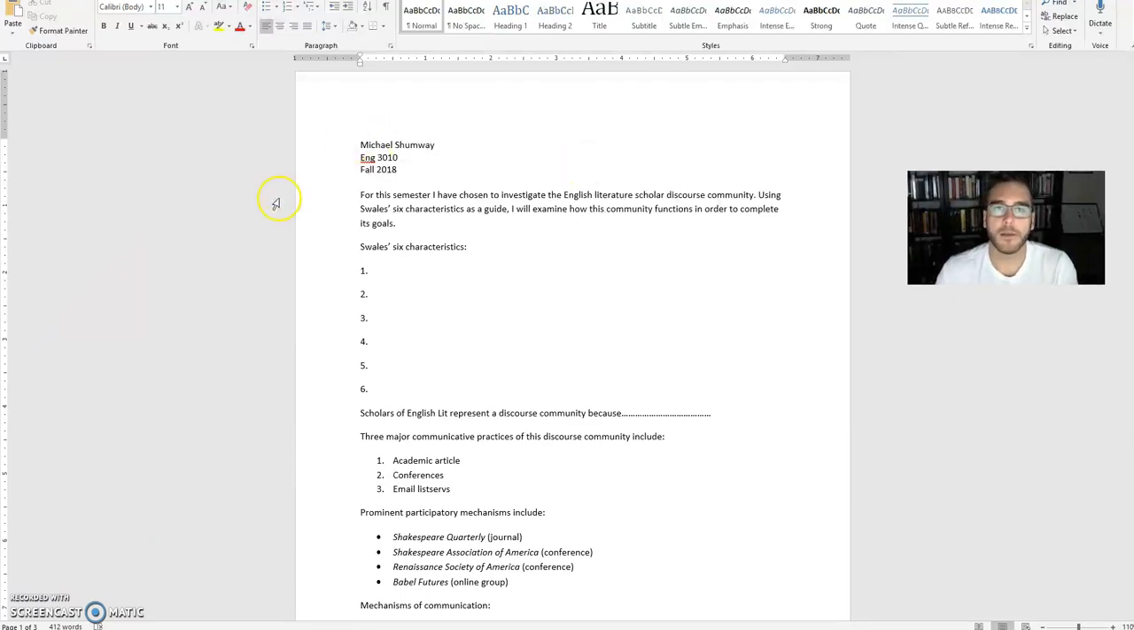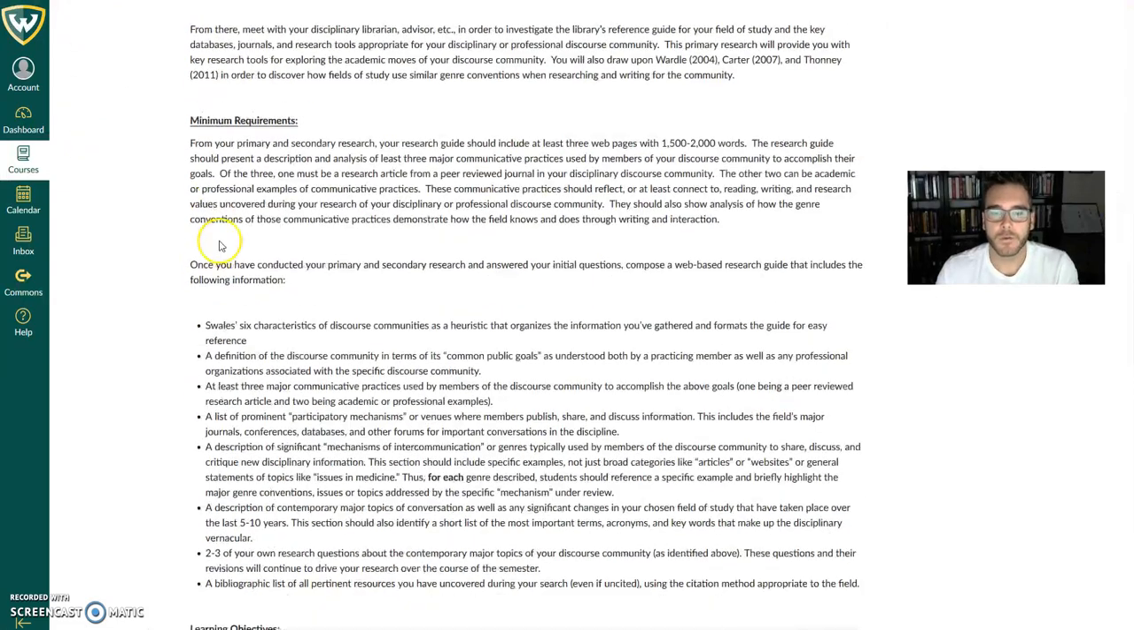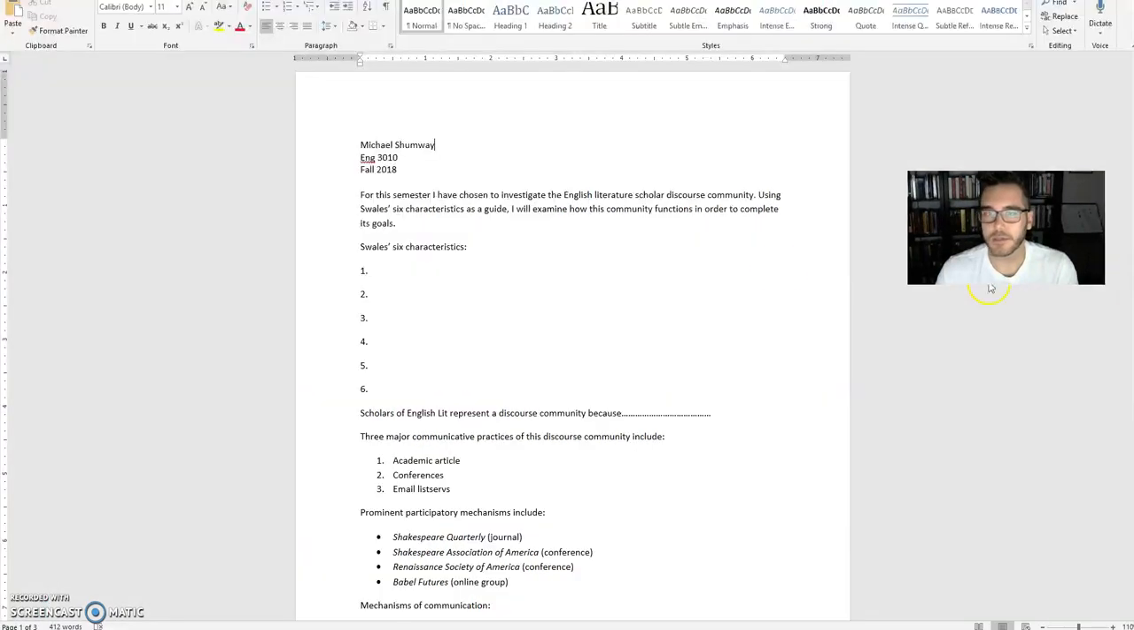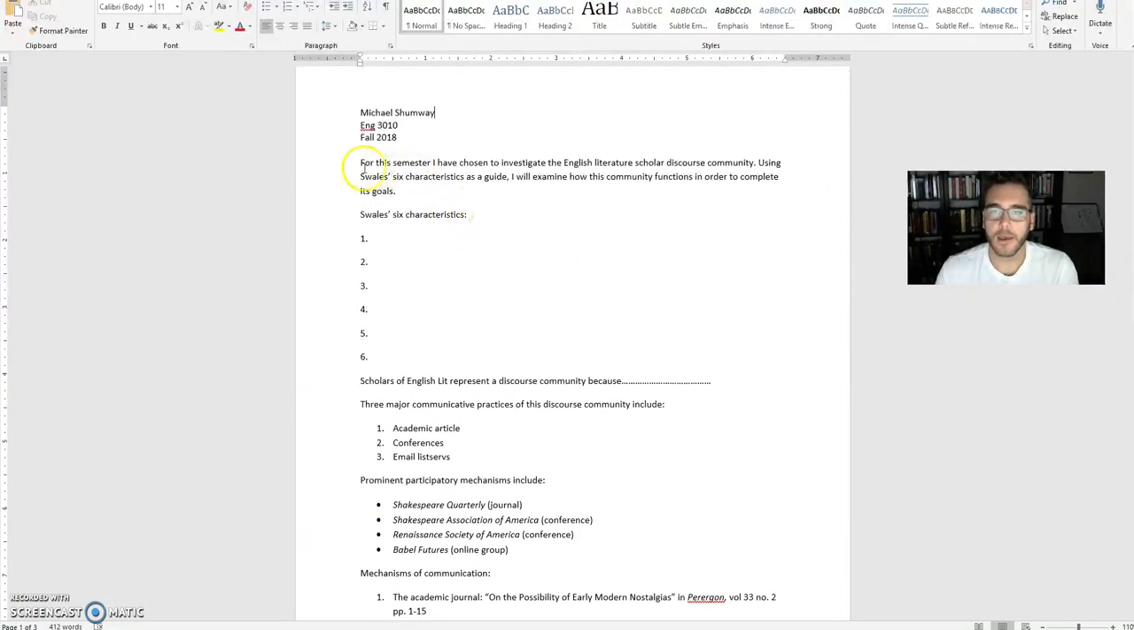So number 1, and let's pull up just so we have it. So you'll see I'm following these, so my essay reflects these. So number 1 is we have Swales' 6 characteristics. So you'll see here I've identified the community that I'm going to do. For example, I would do English Lit Scholars, because that's what my professional community is. And then down here I would list the 6 major characteristics. Okay, so that's number 1.